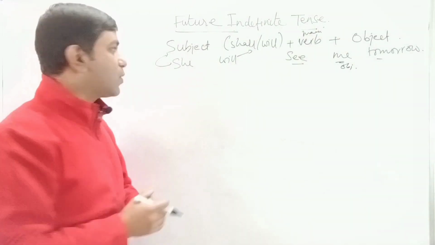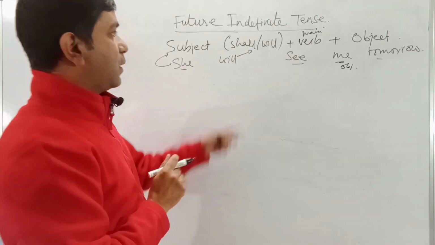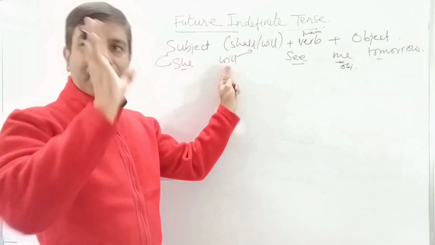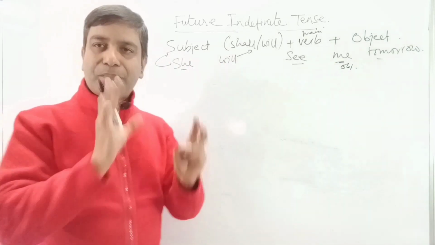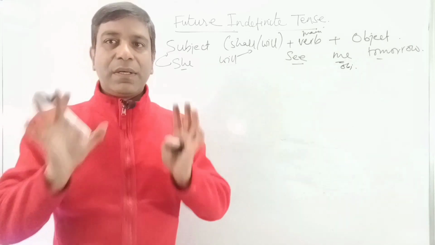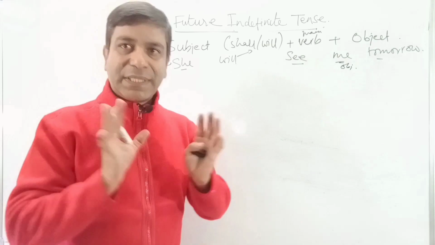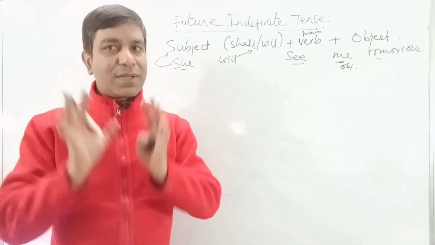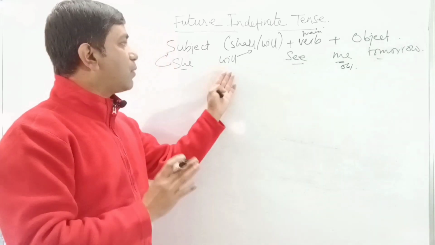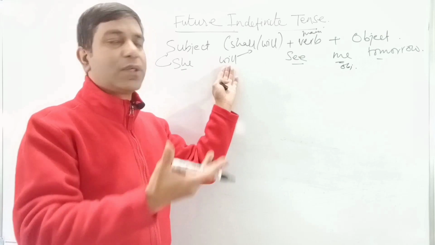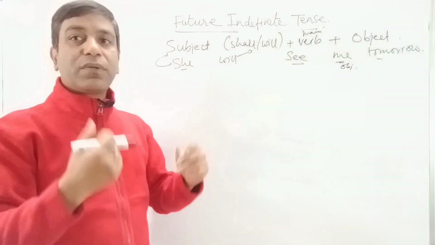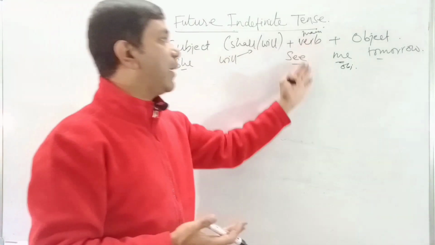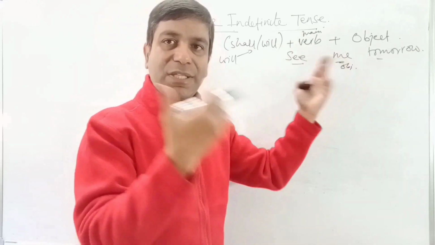So in this sentence also we have one subject, and will is necessary. This is a bit different from present indefinite and past indefinite, because in present and past indefinite tense we did not use auxiliary verbs or helping verbs, but here, in case of future indefinite tense, we have to use auxiliary verbs as well, because without the use of will and shall we cannot represent the future time. So in order to refer to the future time, we use shall or will, and with this we have a main verb see, and me is the object of the sentence.